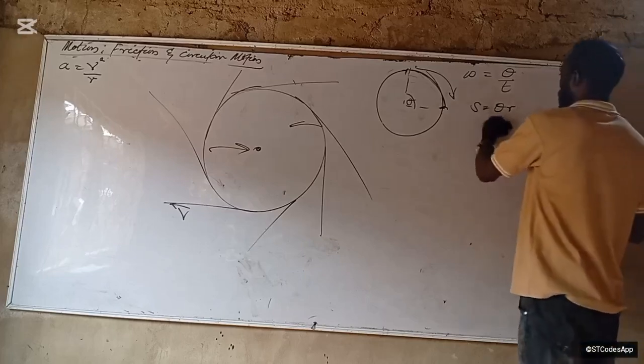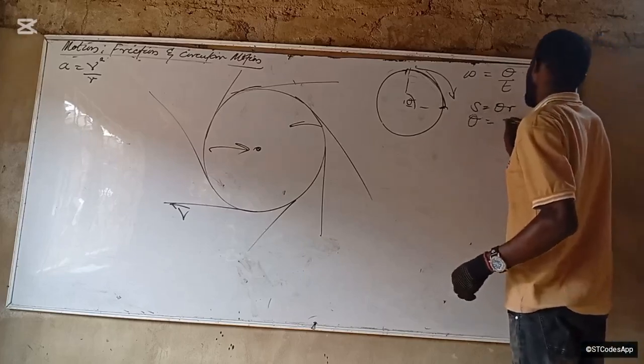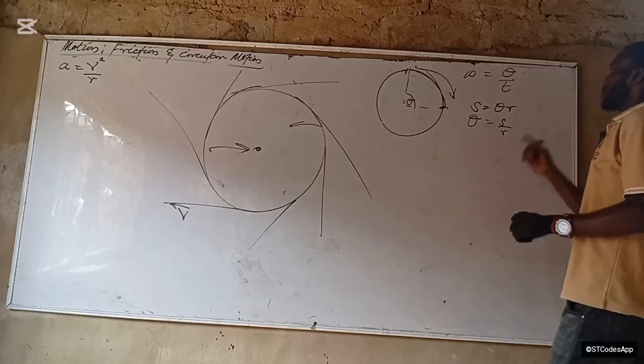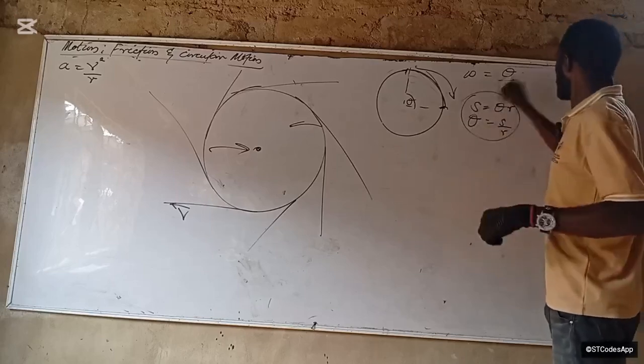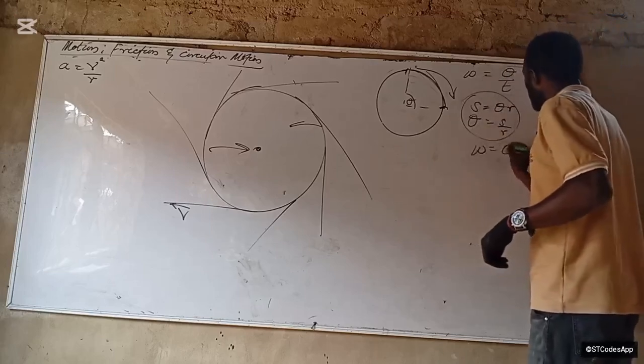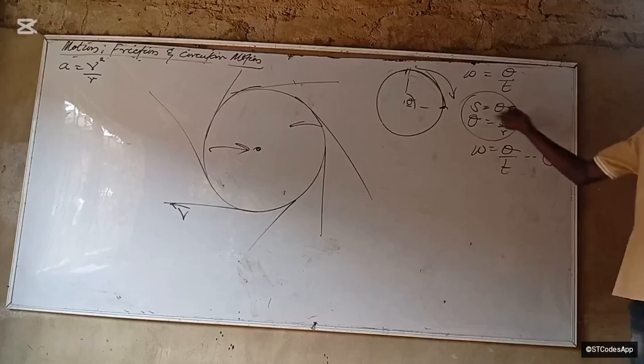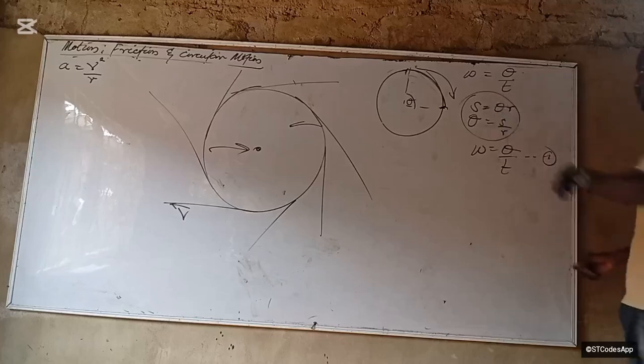Okay. So it means that we can also say that theta is equal to S over R. But we really don't need this. This is what we need here. So omega is going to be theta over T. Does this make sense? So let's call this our equation 1. I'm just saying in case you have something to solve with this too. That's why I brought this in.